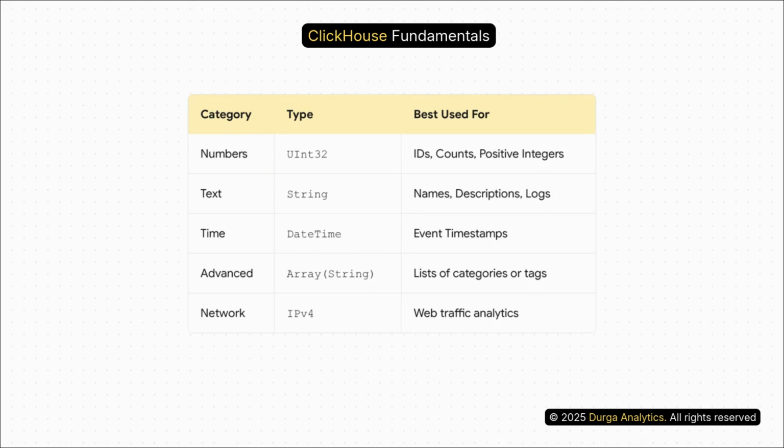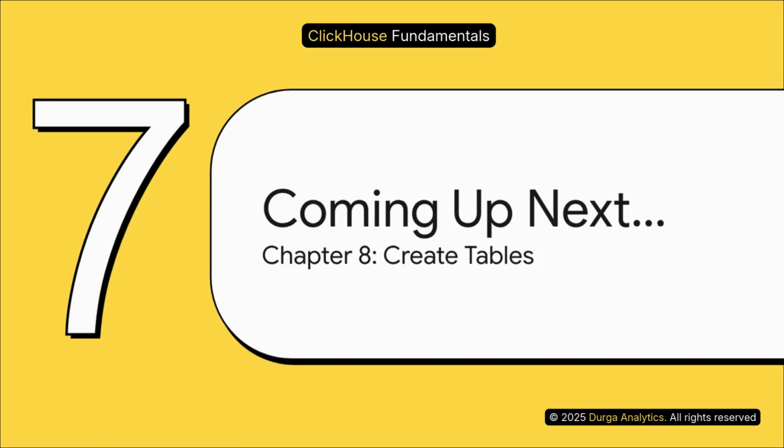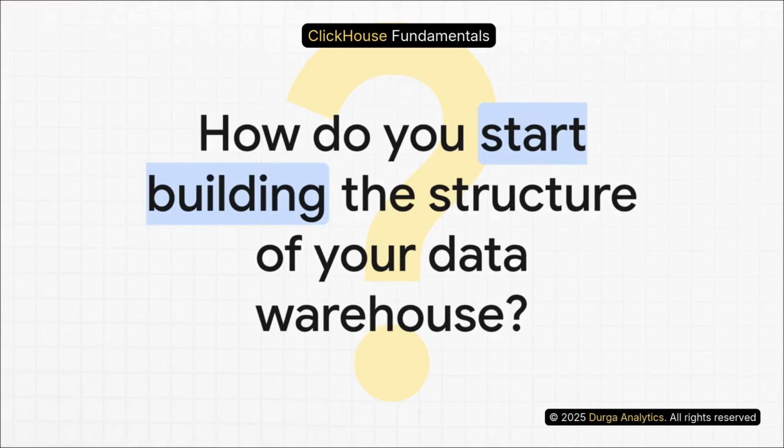So we've now really mastered the fundamental building blocks of any table in ClickHouse, right? We have our raw materials, the data types. The obvious next question is, how do we actually use these tools to start building something? And that is exactly what we are going to tackle in Chapter 8. We're going to take this entire toolkit and use it to construct our very first databases and tables.